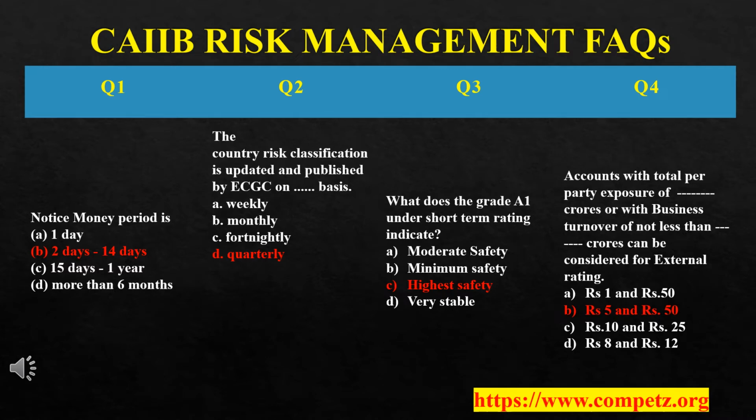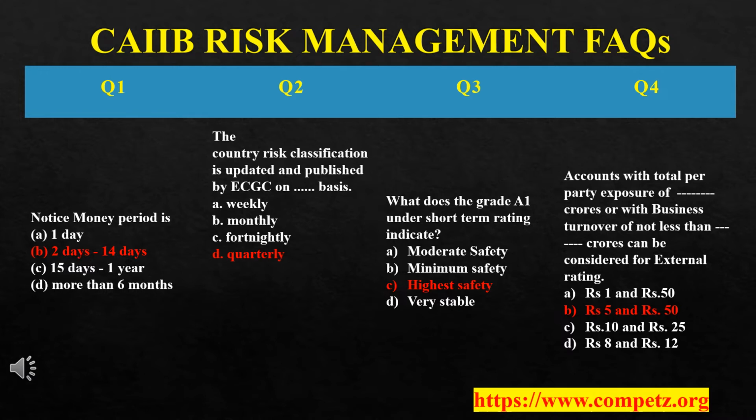Under short term rating, grade A1 indicates highest safety. Why? Let's first see what A1 instruments are. A1 instruments with this rating are considered to have a very strong degree of safety with regard to timely payment of financial obligations. Therefore, such instruments carry the lowest credit risk.